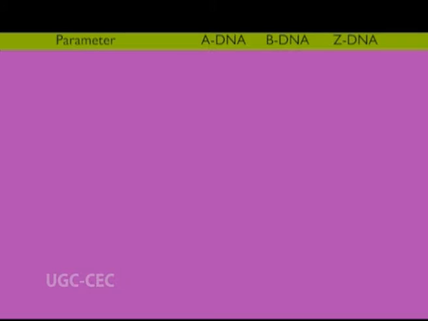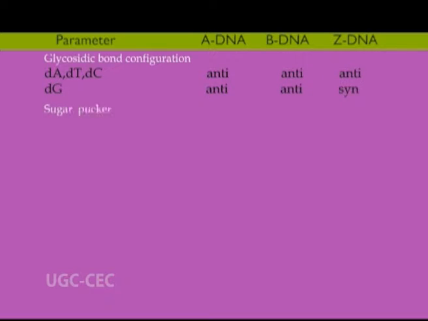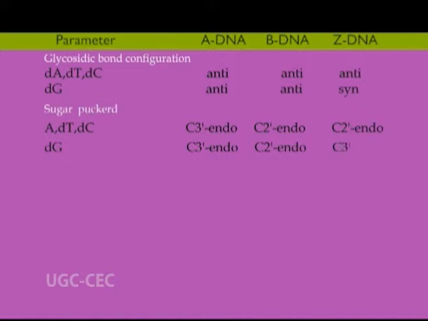Next parameter is glycosidic bond configuration for deoxyadenine, deoxythymine, deoxycytosine. For A DNA, it is anti. For B DNA, it is anti. And for Z DNA, anti. For deoxyguanine it is anti, anti, and syn. Next parameter is sugar pucker. For A DNA it is C3' endo. For B DNA, it is C2' endo. For Z DNA, C2' endo, while deoxyguanine has C3' endo, C2' endo, C3' endo.